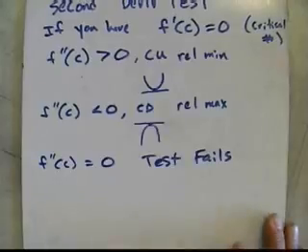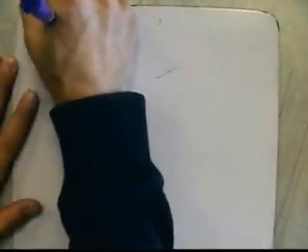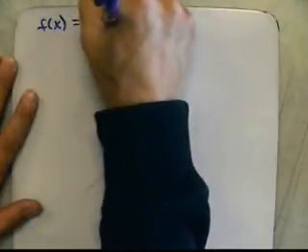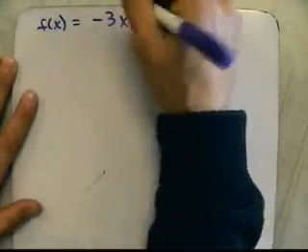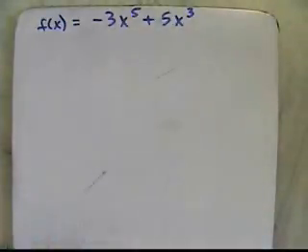All right, one real quick. Find some relative extrema using the second derivative test. Hopefully this will be quick and easy. Let's do f of x equals negative 3x to the 5th plus 5x to the 3rd. I want to find relative maximums and relative minimums using the second derivative test if I can.